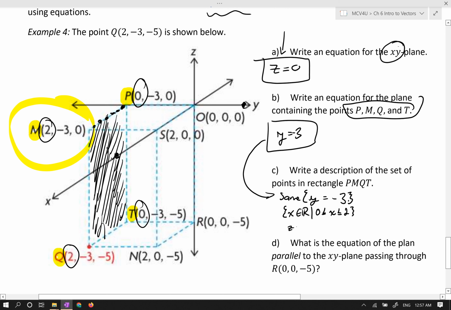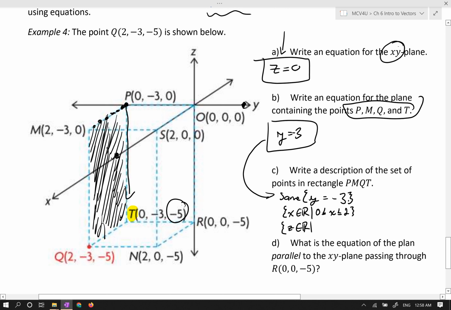Then let's look at my z coordinates. Well, I'll be using the real numbers as well to describe my z coordinates. My z coordinates, let's see, I have 0, 0, okay, -5, and -5. And if I take a look, my z coordinates can fall anywhere between this 0, right here, and my -5. They go down in this direction, down to -5. So I need to make sure I list the lower number first. So -5 is less than or equal to z, which is less than or equal to 0.